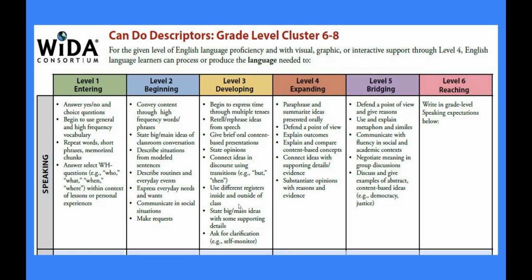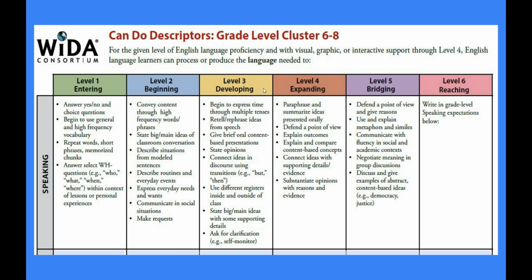Use different registers inside and outside the classroom, so start to use more familiar language with their friends and more formal language in the classroom. Be able to state the main ideas with some supporting details and ask for clarification, so be able to ask for help. You'll notice that this asking for clarification, asking for help, doesn't come into play until level 3. So if you have a level 2 or a level 1 student, they may not be able to tell you when they need additional help or clarification on a particular content topic.